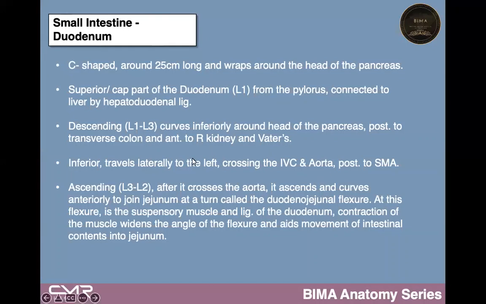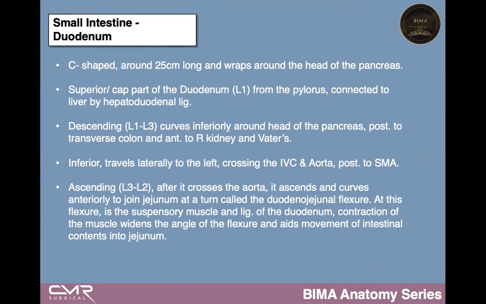The third part is the inferior part. This is between L2 and L3, and it travels laterally to the left of the abdomen, crossing the inferior vena cava and the aorta, and it remains posterior to the superior mesenteric artery.